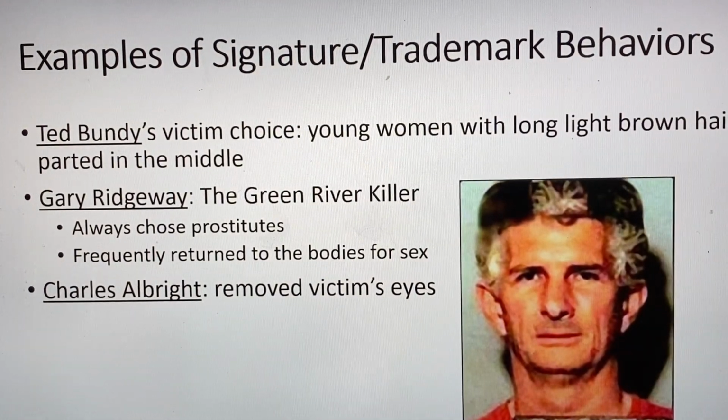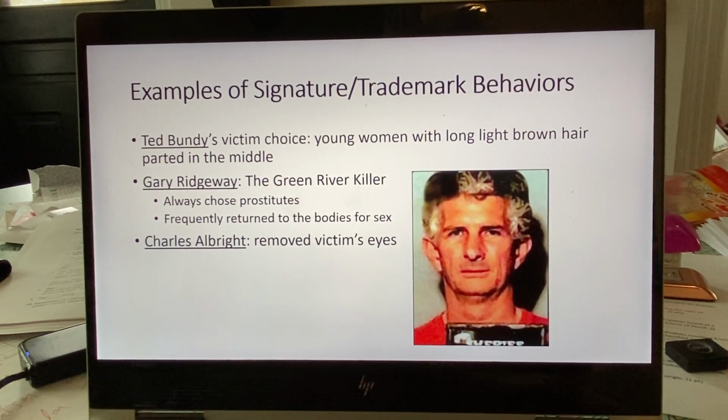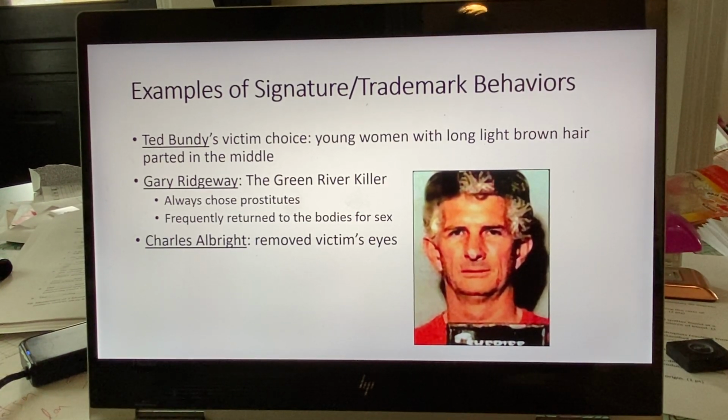Okay, so let me show you some examples of signature or trademark behaviors. So Ted Bundy, and we'll talk about him more a little later, he always chose women that had long brown or light brown hair parted in the middle, which was kind of the popular style in the 1970s. We'll talk about why he did that a little later. Gary Ridgway, as I mentioned, he always chose prostitutes, or let me update my language there, sex workers.